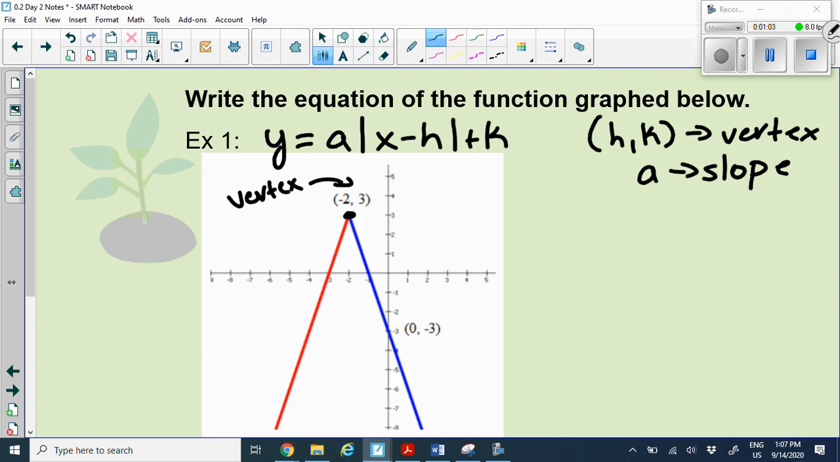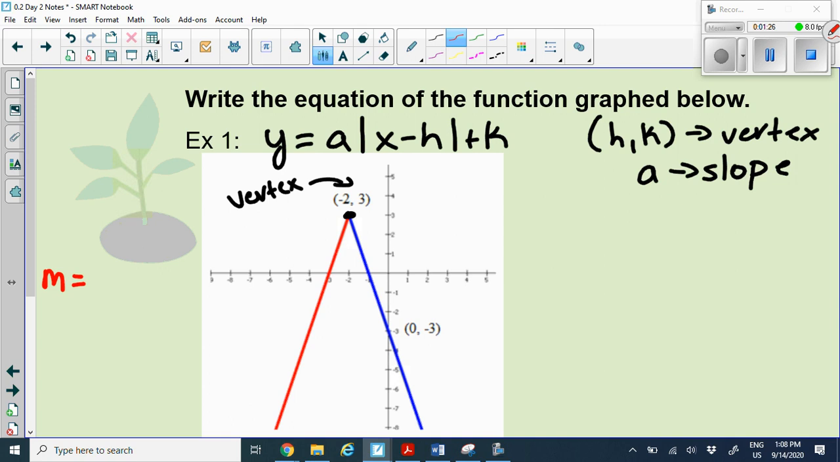Now our next thing is we want to find the value of the slope, okay? Now you have two ways of doing this. Either you can use the slope formula, so use 2 points, plug them into the slope formula and find it that way, or you can count. I'm going to show you both ways on this one. Let's first use the slope formula, okay?